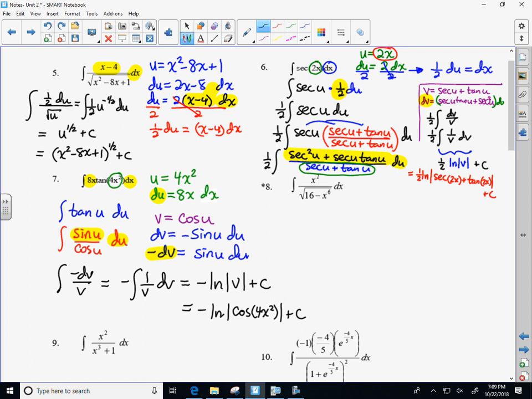Okay. ln of secant? Yeah, because if I use the power rule for logs, this would become a reciprocal function, which would then become secant. So it's equivalent. Negative ln of cosine or ln of secant mean the same thing.